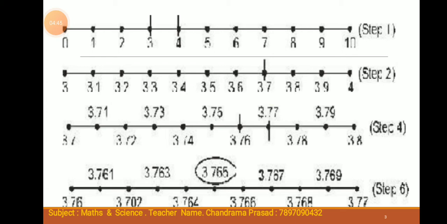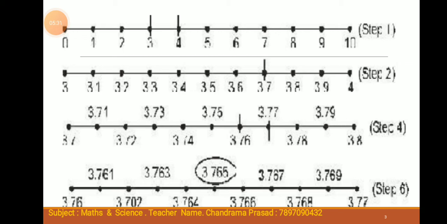Now step 4. Divide the interval between 3.7 and 3.8 into 10 equal parts, which are represented by 3.71, 3.72, 3.73, 3.74, 3.75, 3.76, 3.77, 3.78, 3.79 and 3.8. Here mark 3.76 and 3.77.